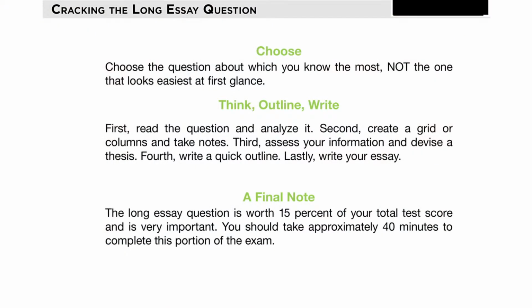So once you do your brainstorming, then of course you're going to do the thinking and outlining and writing that we talked about for the other essay. And just remember that you do have the freedom to choose. So whatever you've chosen should be the topic that you know the most about, not necessarily the one that you're the most interested in. The long essay question is worth 15% of your score. So it's fairly important. And again, you should be spending roughly 40 minutes total on this one.